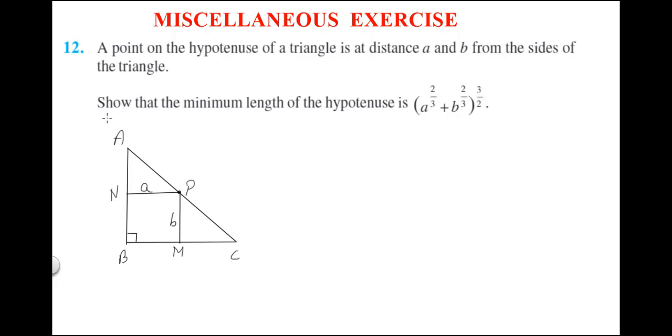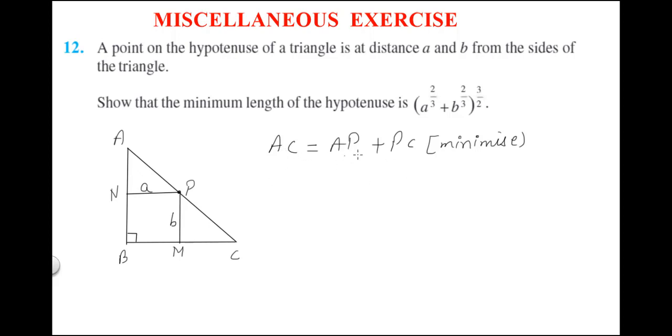Now they are saying, show that the minimum length of the hypotenuse is this. So what is the thing that we have to do? AC, which is the hypotenuse, will be equal to AP plus PC. So our purpose is to minimize this. To minimize this, the second order derivative of this hypotenuse should be greater than 0. It should come out as positive.